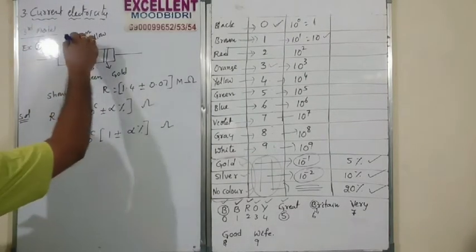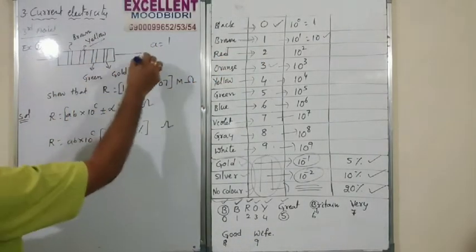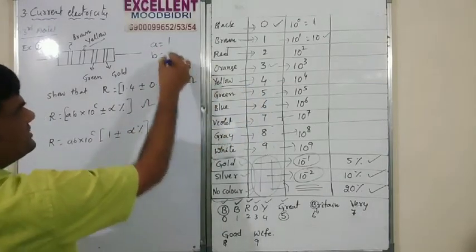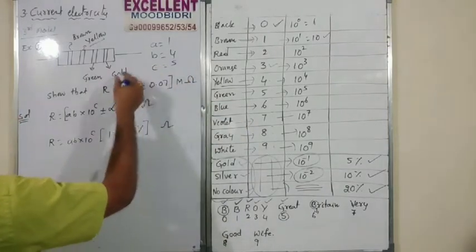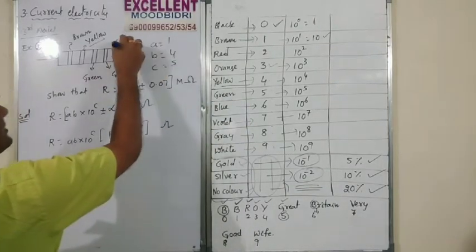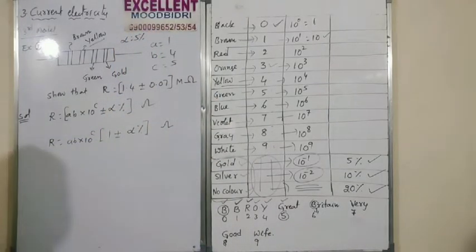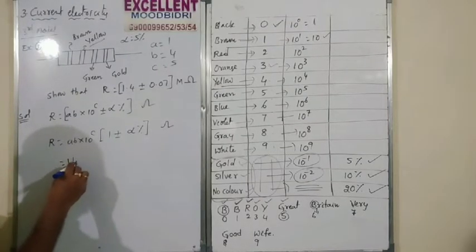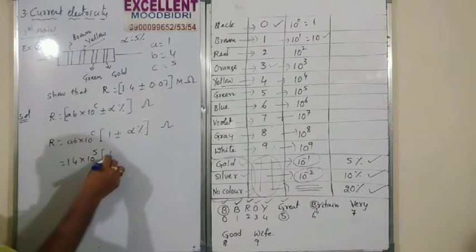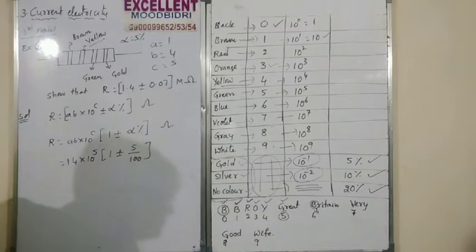Correct? A is equal to what? Brown. Brown is equal to how much? 1. Next, yellow is B. Yellow color is 4. Next, green, C. Green is equal to how much? 5. Next, gold is alpha percentage. Alpha percentage is equal to 5%. Alpha is equal to 5%. Correct? Then substitute the values. A is equal to 1, B is equal to 4, into 10 power 5 into 1 plus or minus 5%. I have written 5 by 100. Any objection? No. Percentage I have written as 5 by 100.